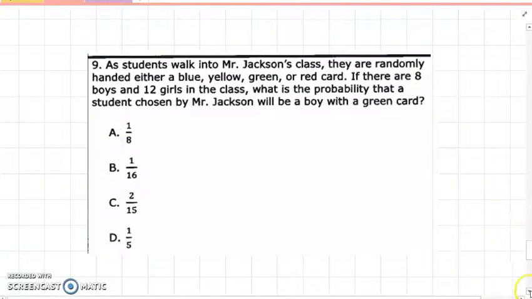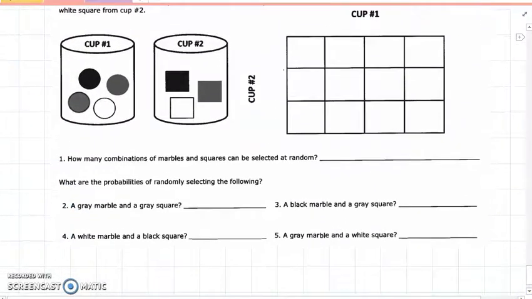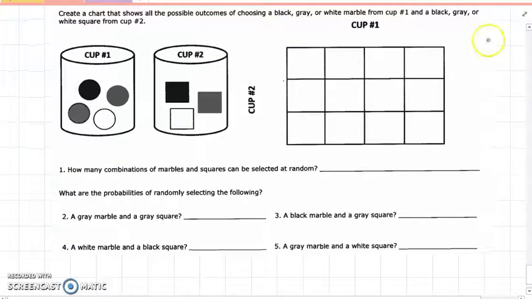I'll look to number 9. Because I need to take into the list that we have. It says, create a chart that shows all the possible outcomes of choosing a black, gray, or white marble from cup 1 and a black, gray, or white square from cup 2. So what you're going to do is, okay, cup 1 and cup 2.